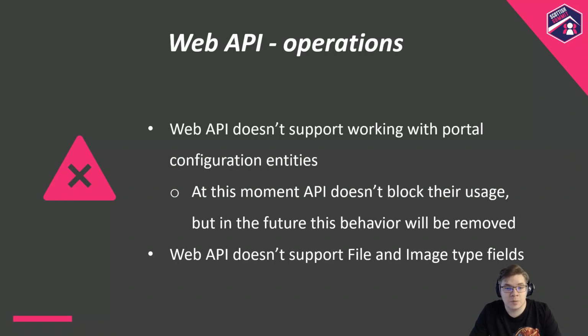Other things that Web API doesn't support are file and image type fields. And this is sort of understandable because Portal in general doesn't support those fields. So if you create, for example, a Dataverse form and then create an entity form based on that, and that form has a file or image type field, it won't be rendered and you will have an error. Also, you cannot fetch those fields with fetch XML, so it's understandable, but hopefully it will be supported soon.